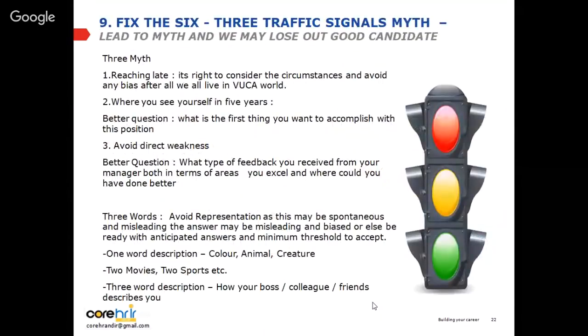So this is the sixth thing which we need to fix, basically the three traffic lights, where people generally get biased and consider a myth which is very common nowadays. Somebody who is coming late, we don't take an interview saying that this person was casual. But you need to understand that we all are living in a VUCA world, which is volatile, uncertain, complex and ambiguous. So that's the reason anything can happen with anyone, and you have to always give a chance for that.